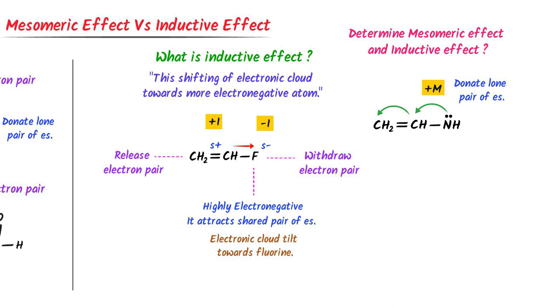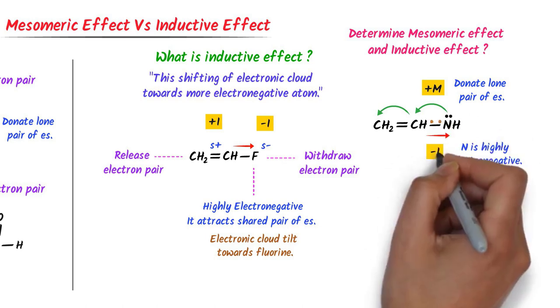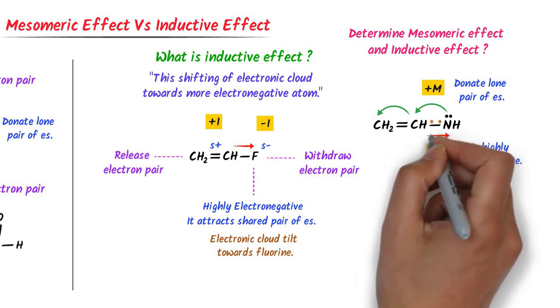On the other hand, we know that nitrogen is a highly electronegative atom. It means that nitrogen attracts the shared pair of electrons. Now listen carefully. Due to mesomeric effect, this NH2 group donates a pair of electrons, while due to inductive effect, this nitrogen of the NH2 group attracts the shared pair of electrons. I mean, mesomeric effect is in this direction and inductive effect is in this direction.